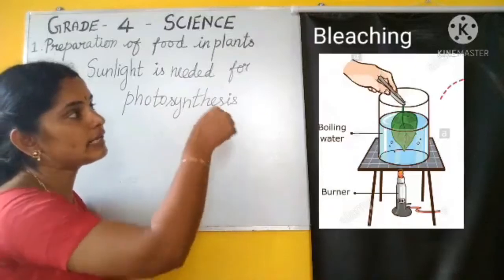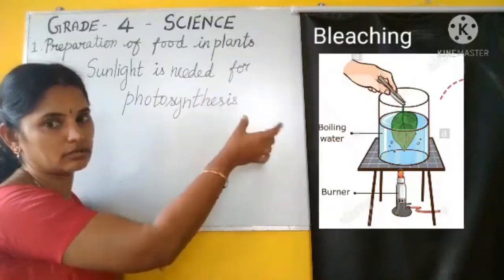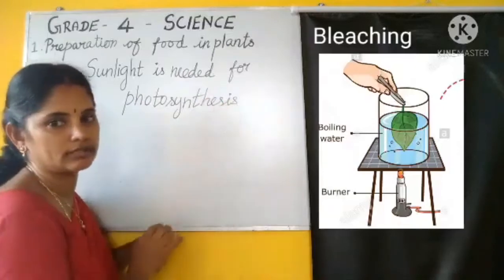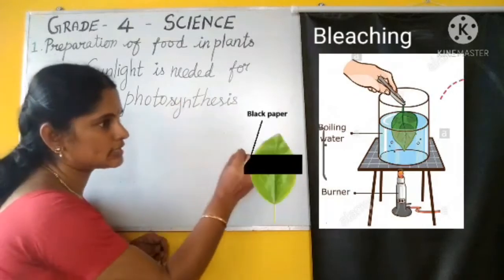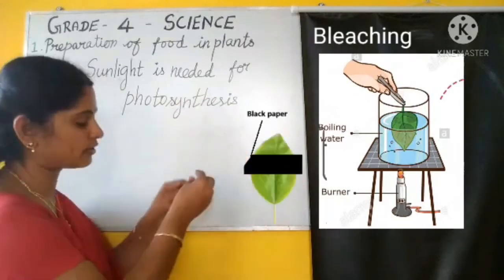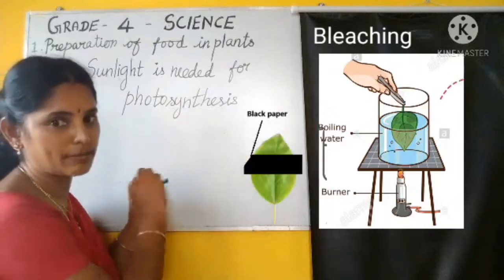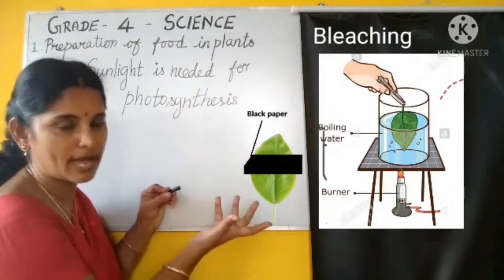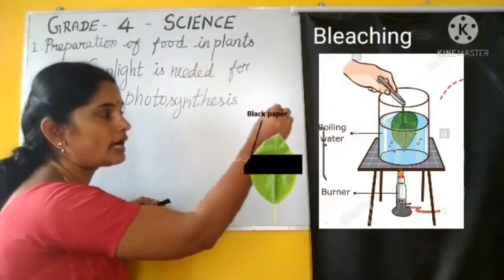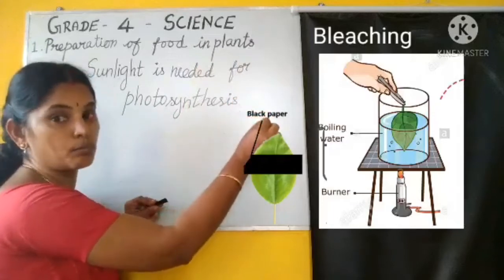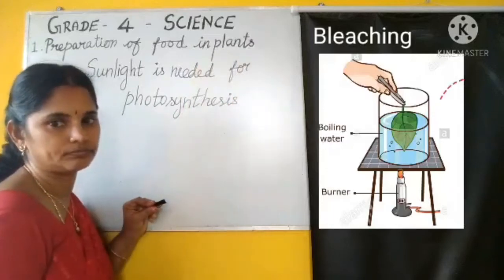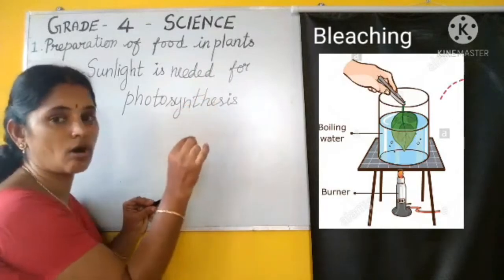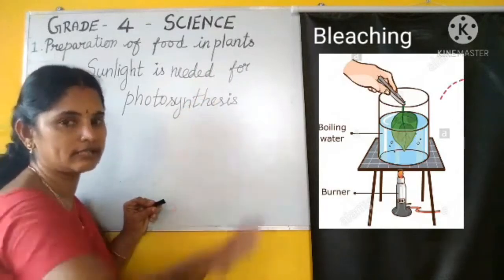Take the leaf and put the leaf in a beaker. Boil it. So take that leaf, remove the black paper strip we covered it with, and add the leaf into the boiling water, in a test tube or in a beaker. Boil the water, and add that leaf into the hot boiling water.